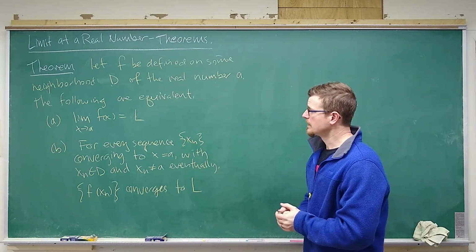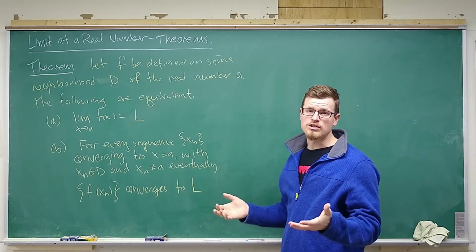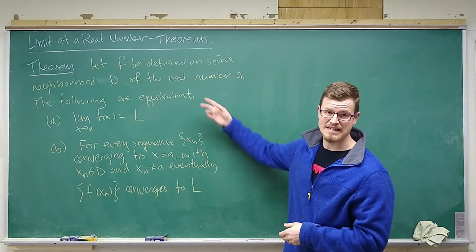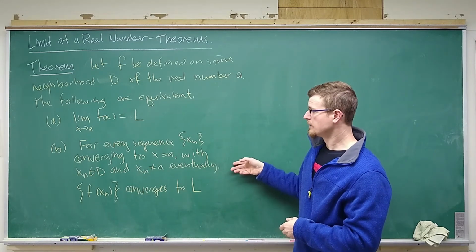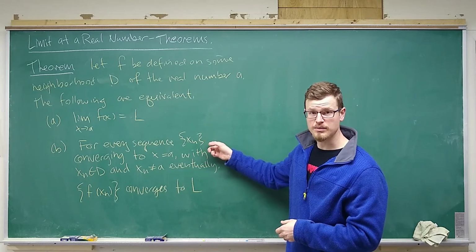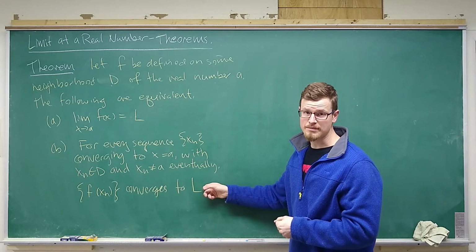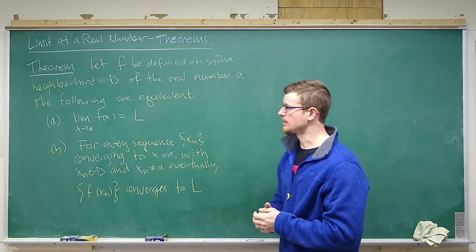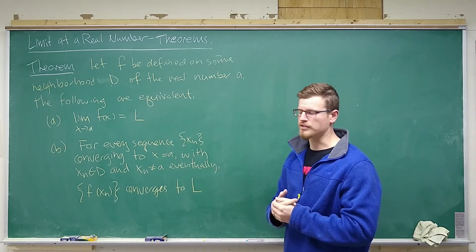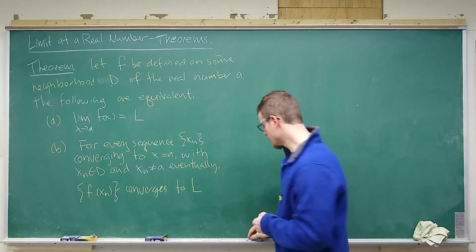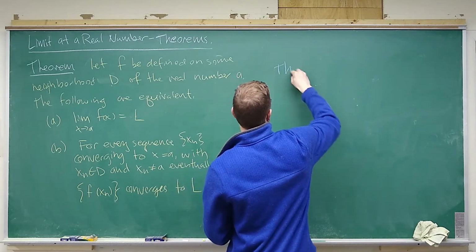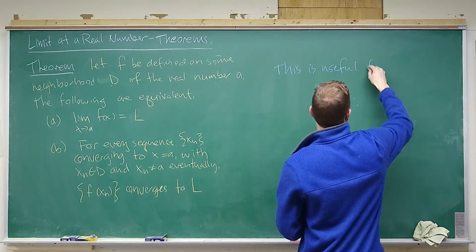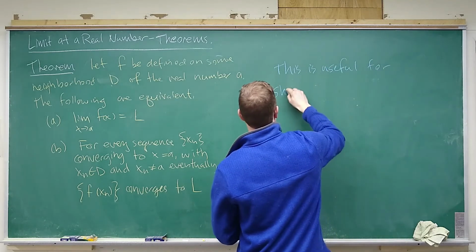What's more likely to be useful for us is to actually show that a limit does not exist. So if we can show that for two different sequences, we get two different limits, then of course the limit could not exist. Okay, that's going to be probably the most useful thing for us here. Okay, so this is useful for showing a limit does not exist.